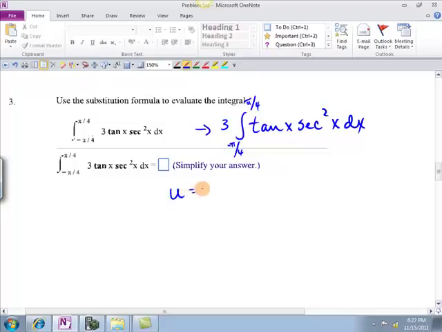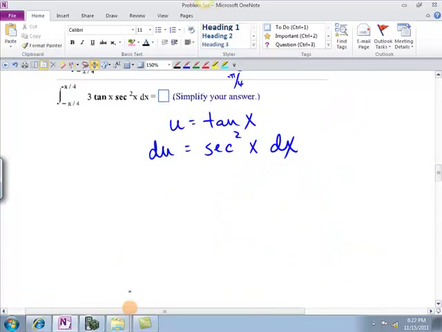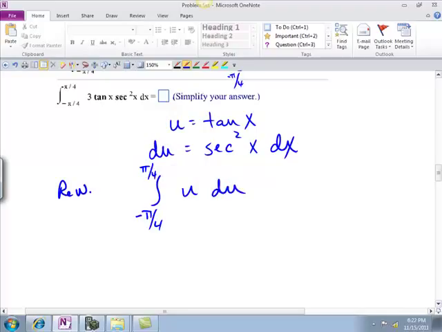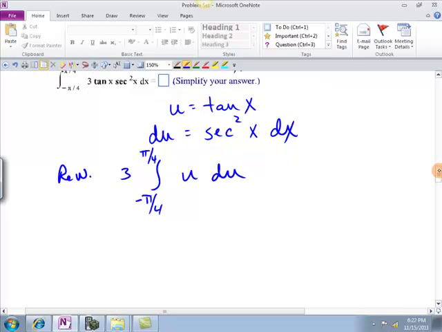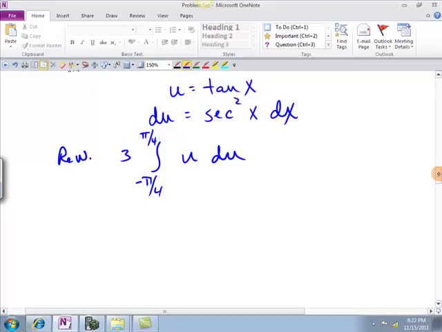So let's let u be tan x, and so du is secant squared x dx. And so now we're covered. And we can just say, we got the integral from negative pi over 4 to pi over 4 of u du. Oh, yeah, thank you. Okay, so what's the integral of u? U squared over 2. Okay, so we got 3 times u squared over 2 evaluated at these guys.